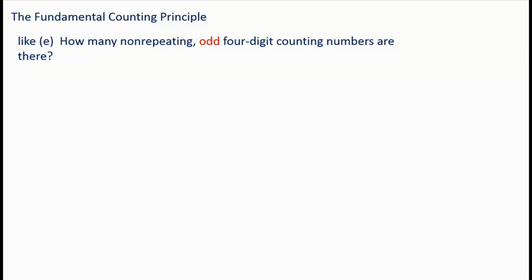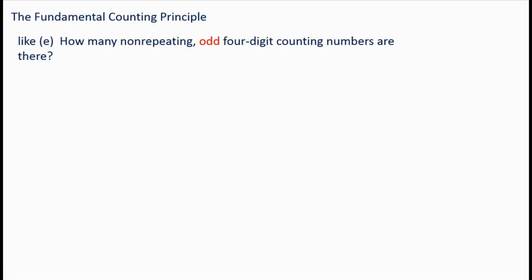And you know what odd numbers are? Odd numbers end in 1, 3, 5, 7, or 9. Now that's just the fourth digit. What's in the first, second, or third digit place does not matter. What's in the fourth place is what matters. And to make it odd, again, it ends in 1, 3, 5, 7, or 9.